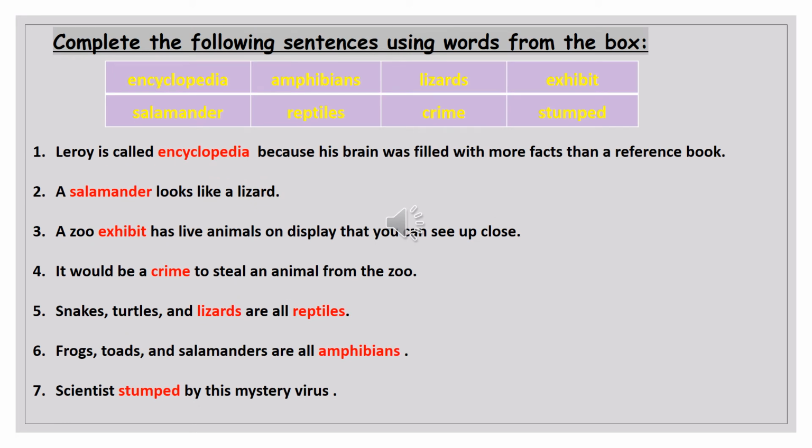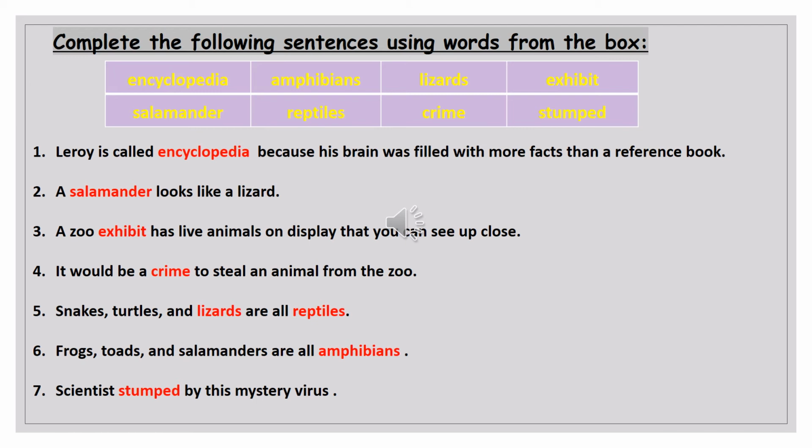And now let's use these words in a sentence because I want to make sure that you got the meaning. Number 1, Leroy is called Encyclopedia because his brain was filled with more facts than a reference book. He was intelligent, so smart, a crime solver, so I can call him encyclopedia. Has a lot of information. Number 2, a salamander looks like a lizard. Number 3, a zoo exhibit, a zoo show, has live animals on display that you can see up close. Number 4, it would be a crime to steal an animal from the zoo.